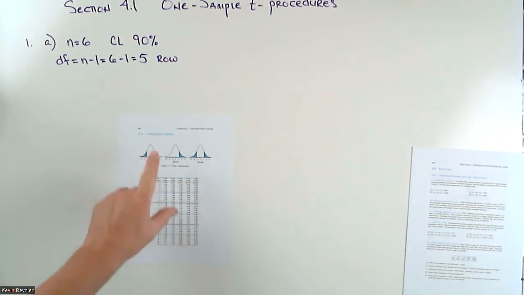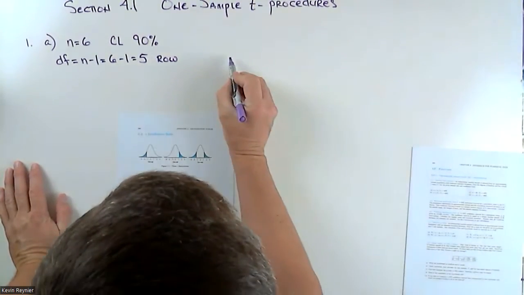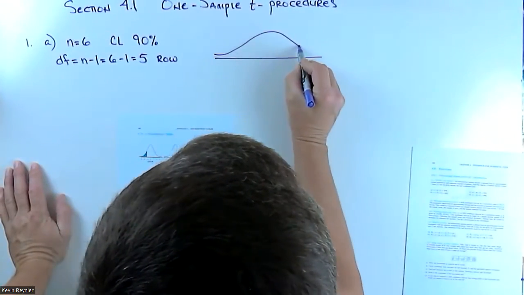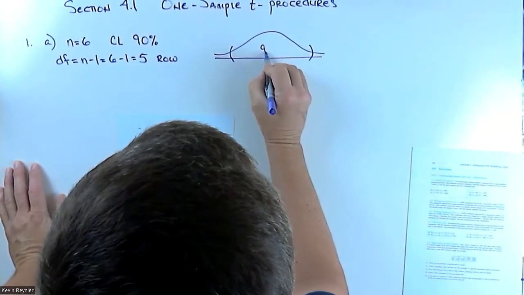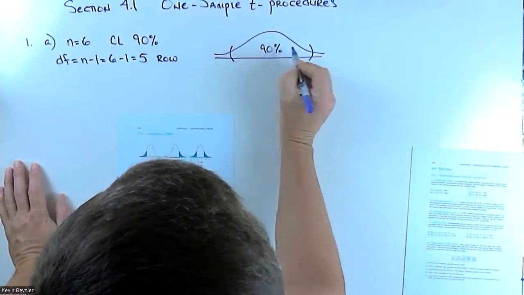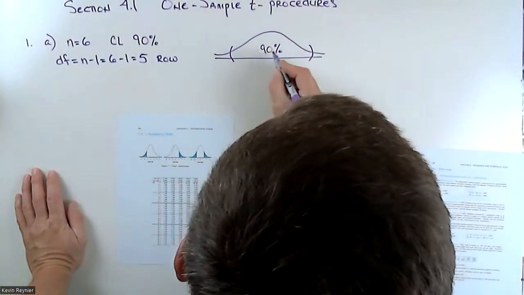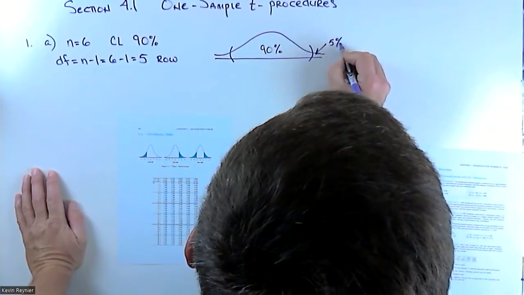Now, our confidence level is 90%. We have to interpret that. We have to translate that. What that means is if we were going to build a confidence interval, we would want the interior of our interval to be a 90% confidence interval. That means in each tail, because we have 10% left over, we would have 5%.